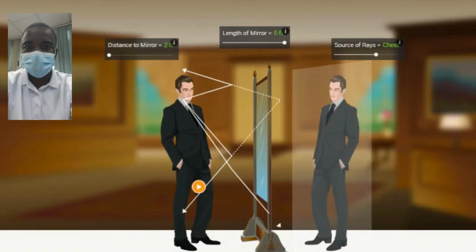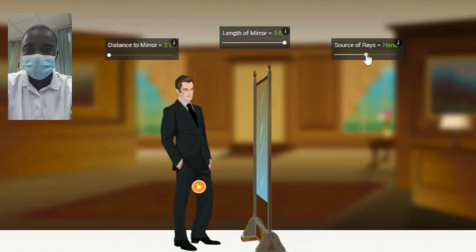Many students find it surprising that a mirror does not have to be as tall as they are to provide a full reflection. Instead, a mirror that is at least half their height is sufficient. This insight can be an engaging revelation when students see it in action through the simulation.